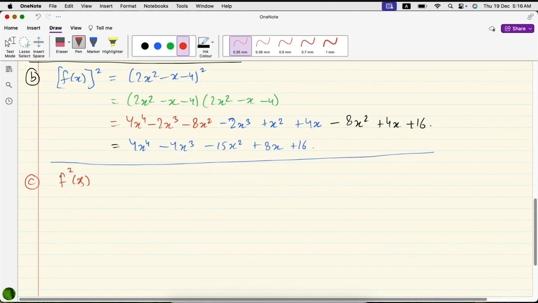Okay, so for the B part, it's 4x to the power 4 minus 4x to the power 3, minus 15x squared plus 8x plus 16, right? Yep. Okay.